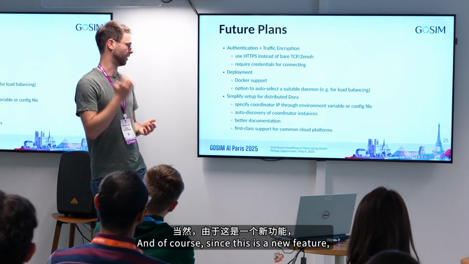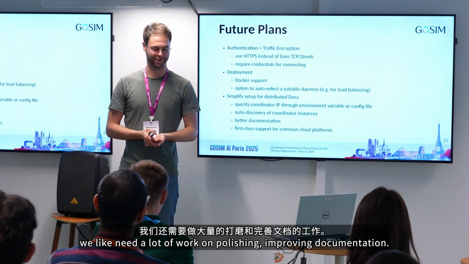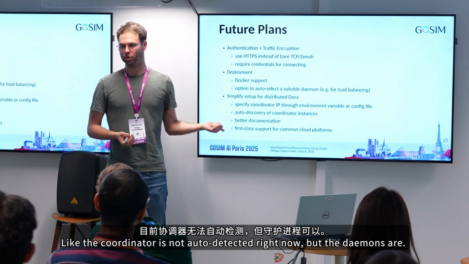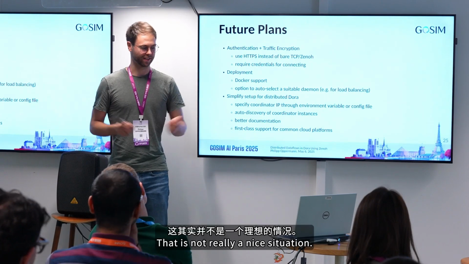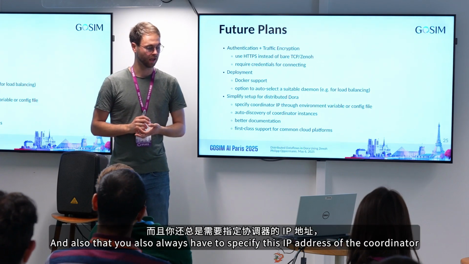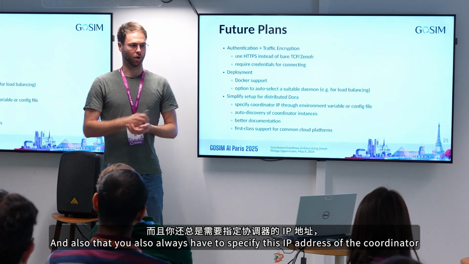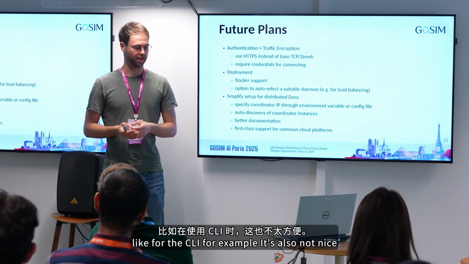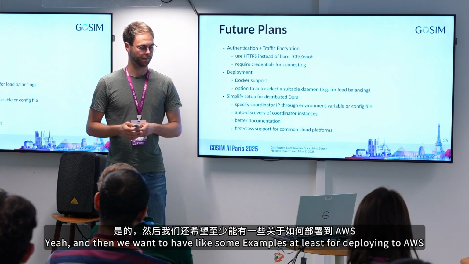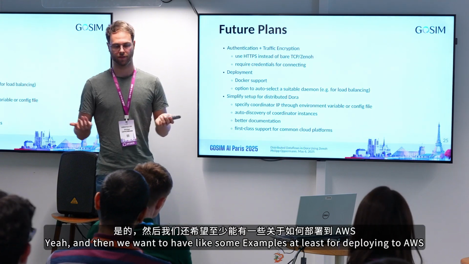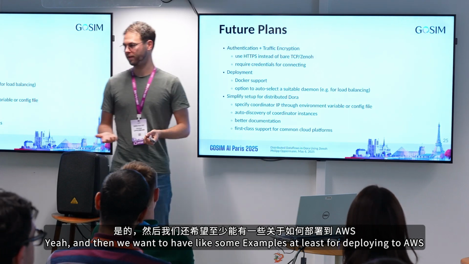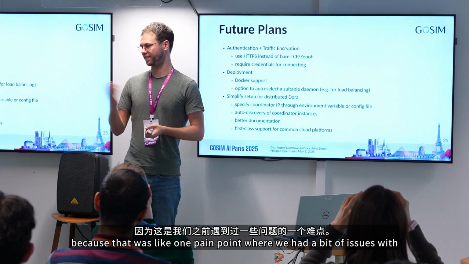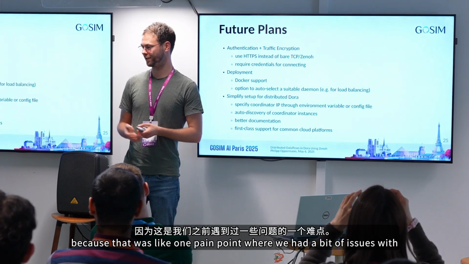And of course, since this is a new feature, we need a lot of work on polishing and improving documentation. The coordinator is not auto-detected right now, but the daemons are. That is not really a nice situation. And you also always have to specify the IP address of the coordinator, for the CLI for example, which is also not nice, so we try to improve that. Yeah, and then we want to have some examples at least for deploying to AWS or Azure or something like that, because that was one pain point where we had a bit of issues with Zenoh.